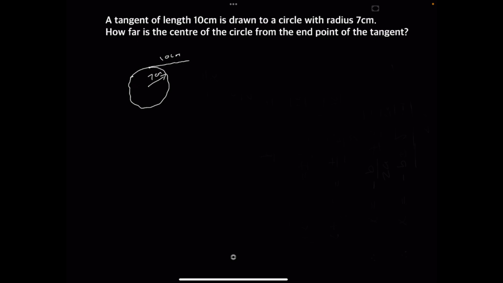So we can actually draw a right angle triangle with this, because a tangent always touches a circle at a right angle. So 10 centimeters, and this is C. So we're trying to work C out. So 7, 10, C. We can write the findings. So A is 7 centimeters, B is 10 centimeters, and C is question mark.